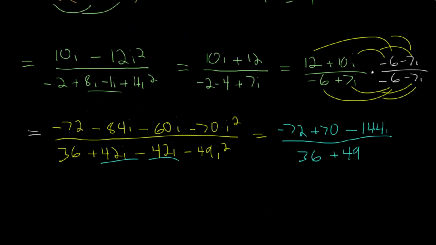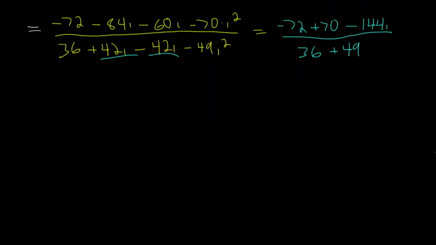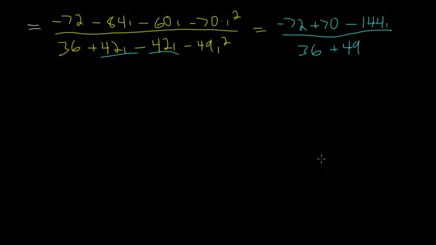And we can simplify everything. Notice the imaginary part is no longer in the denominator. All the i's are in the numerator. So rewriting this, minus 72 plus 70, that would be minus 2. We have minus 144i. And in this denominator, 36 plus 49 would just be 85. So it looks like this right here will be our final answer.